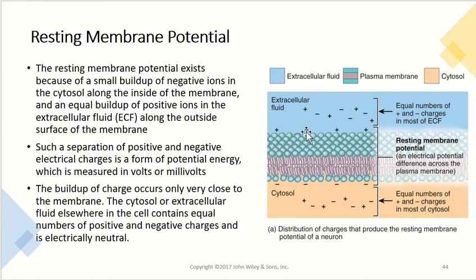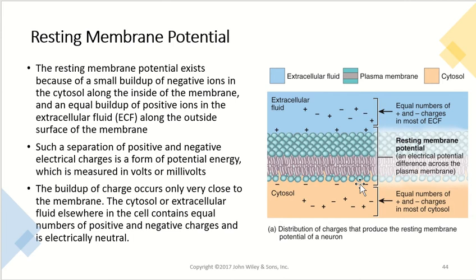Okay? So it's this very slight difference here. We've got a buildup of negative on the inside, a buildup of positive on the outside. So this separation of positive and negative electrical charges is going to be a form of potential energy, which is measured in volts or millivolts. And this buildup of charge is going to occur only very close to the membrane. So the cytosol and the extracellular fluids elsewhere in the cell are going to contain an equal number of positive and negative charges and are therefore going to be electrically neutral.